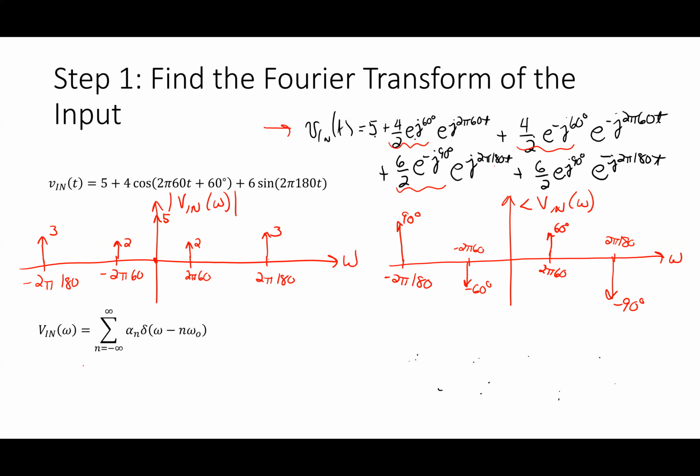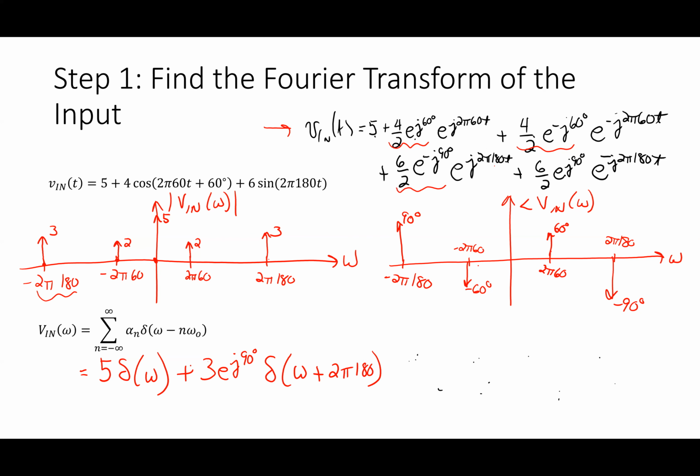How do I write that here in terms of the set of impulses? Well, I have a 5. At what frequency do I have 5? 0. Yeah, so how would I write that as an impulse? Delta of what? Delta of omega, because when omega is equal to 0, the impulse is going to be 5. Okay, and then I keep going. Let's do the one at negative 2 pi 180. That would be 3 times an angle of 90 degrees. Delta of what? So for negative 2 pi 180, what delta would I have? There's going to be omega plus 2 pi 180. Yep, omega plus 2 pi 180.